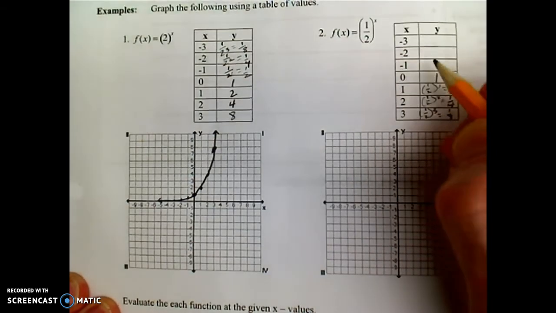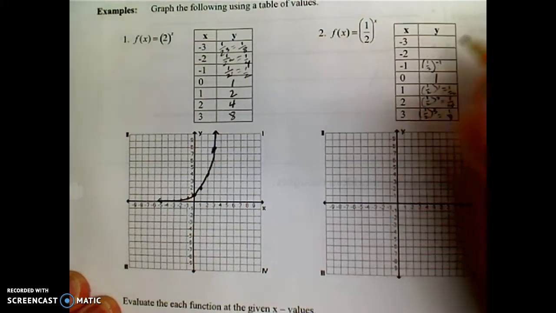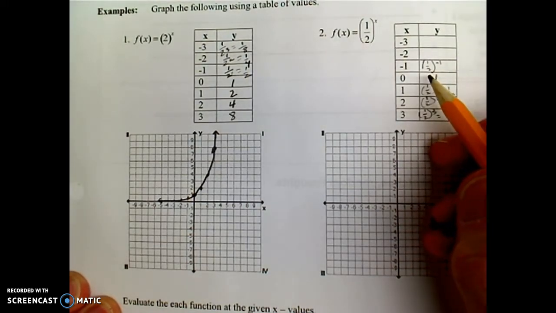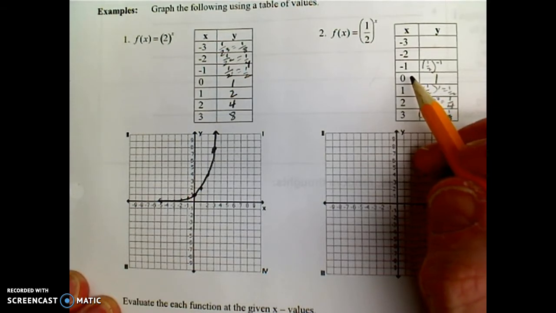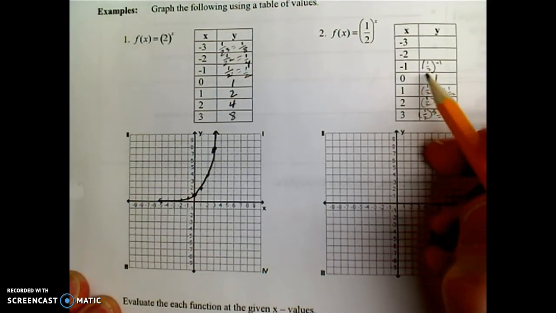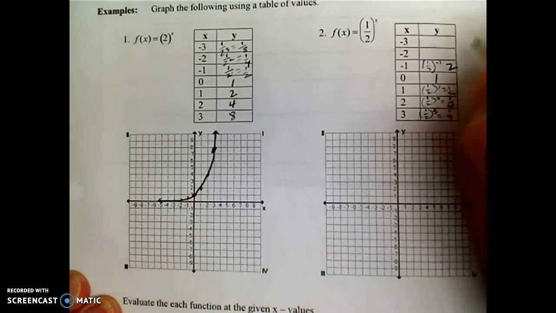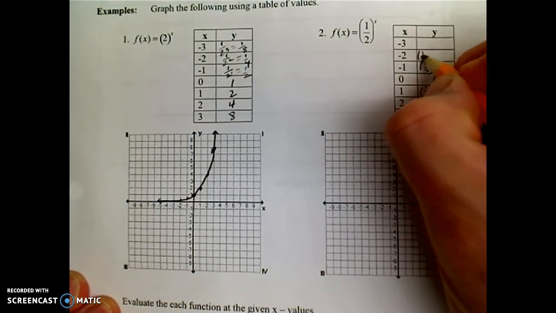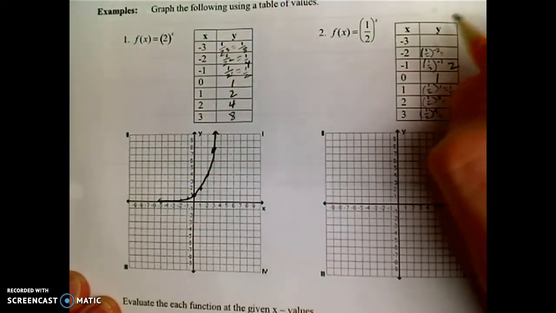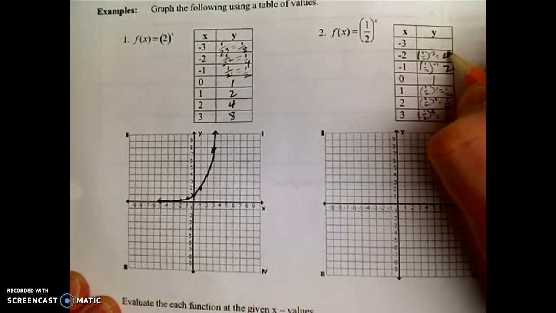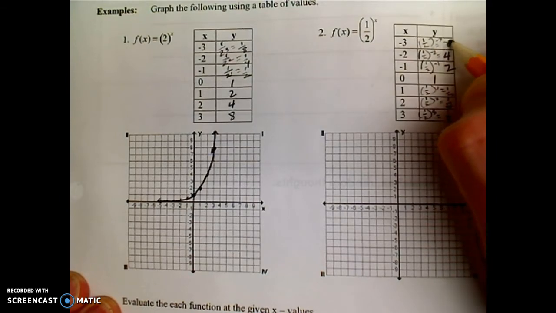Anything to the 0 power is 1. Now, when we have 1/2 to the negative 1 power, that's 1 over 1/2. Remember, this is what a reciprocal means, right? The inverse. So 1 over 1/2, I'm going to invert that, and I'm going to get 2 over 1. If I have 1/2 to the negative 2, that's 1/4 inverted, that's 4. 1/2 to the negative 3 is going to be 8.